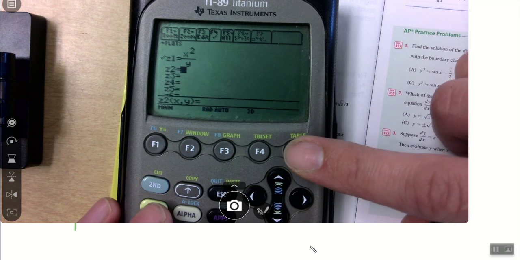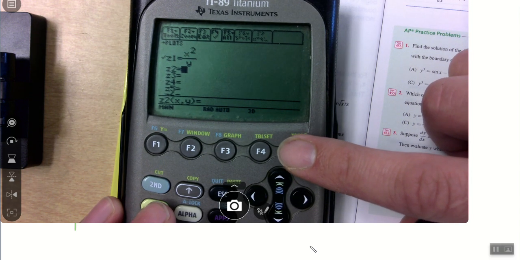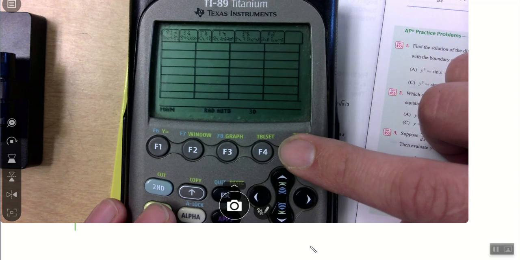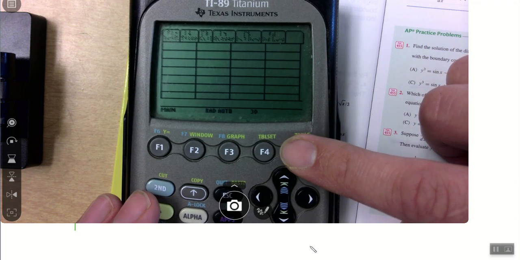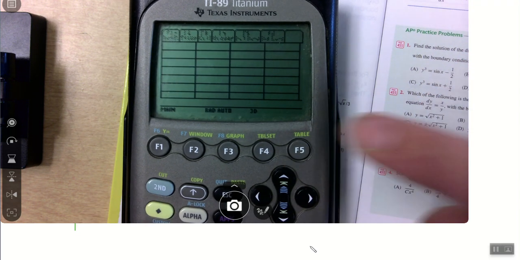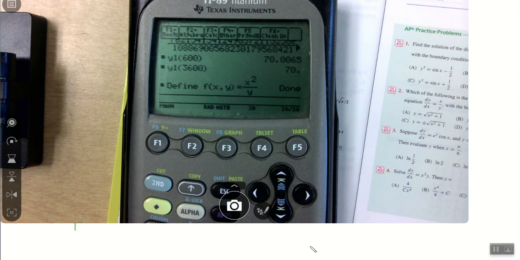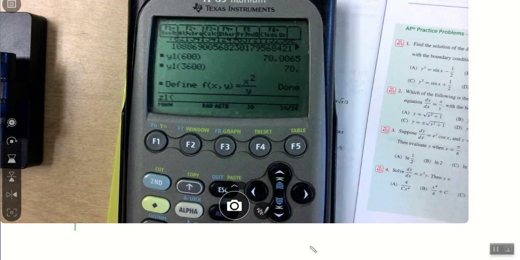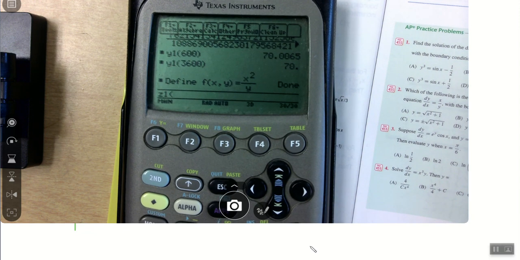Okay, moment of truth here to see if this really works. When I go to the table, what I'm really hoping is I see z, x, and y, all three values. Table is not available in 3D mode. That is super lame. We're going to try something else. Okay, if it won't make my table, I'll just tell it what to do. That was Z1, right? Okay, so this is going to be tedious, but let's see if this works.